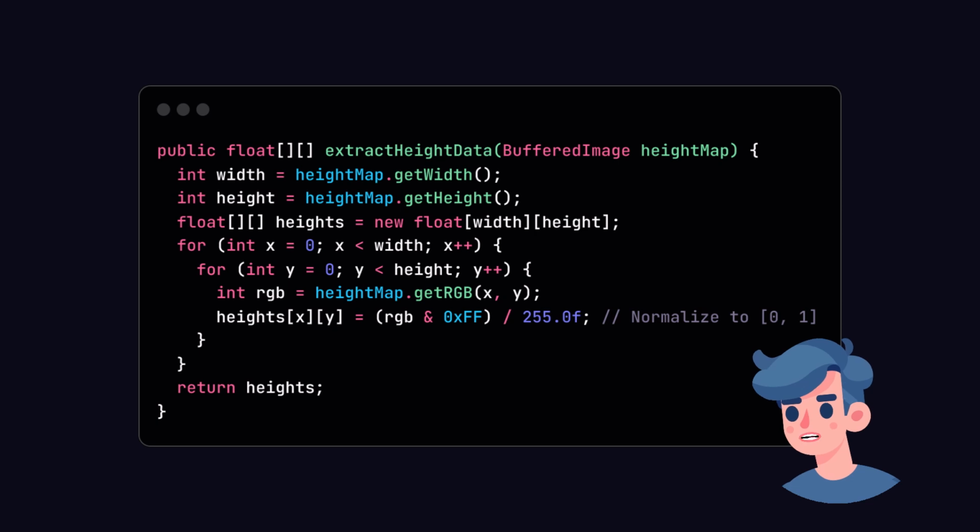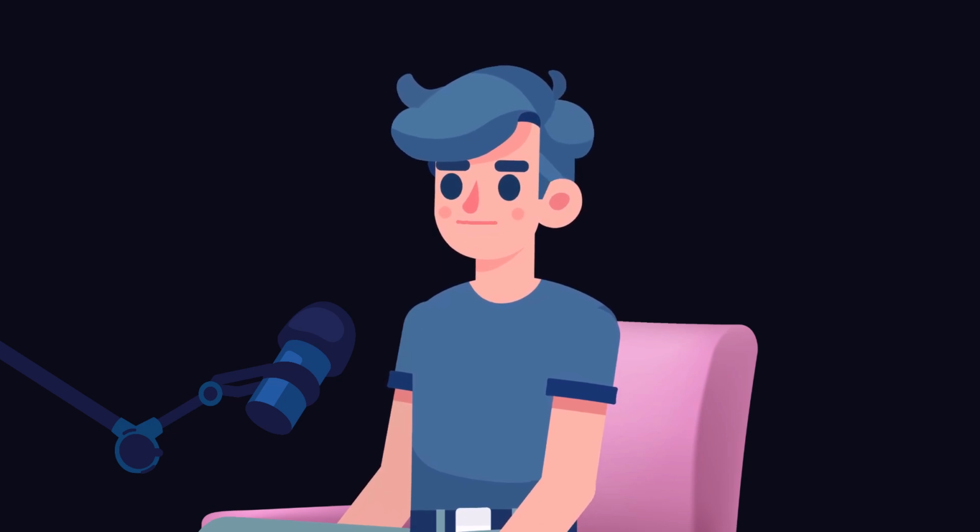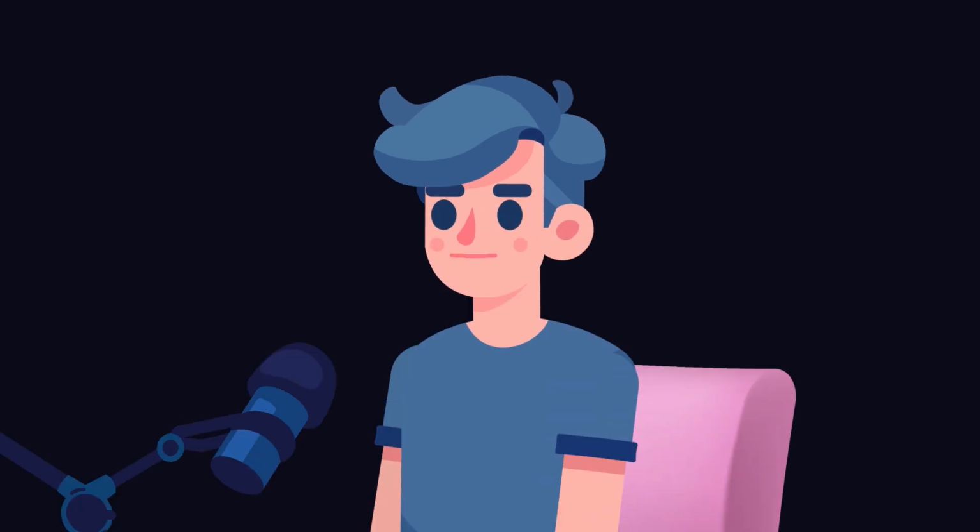Now that we have loaded the height map, let's move on to extracting the height data from the image. We will iterate through each pixel of the image and convert its RGB value into a height value. In this example, we normalize the height values to a range of 0 to 1, by dividing the pixel intensity by 255. This will come in handy when scaling our terrain.